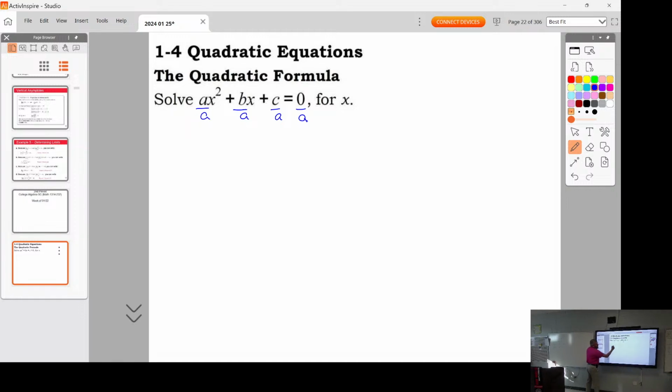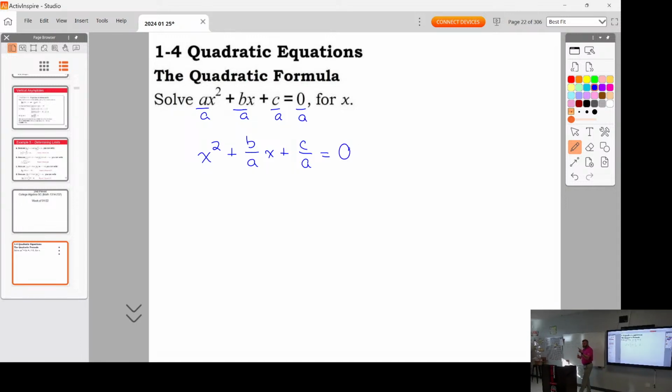All right, I now have x squared plus b over a x, y'all okay with that? Plus c over a, and 0 divided by a would be 0. Okay. All right, so step 1 of completing the square is make sure that a is 1.